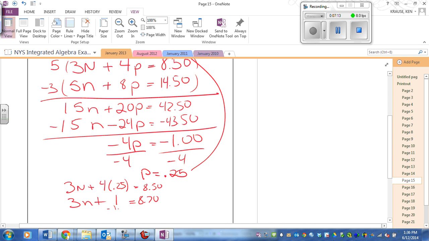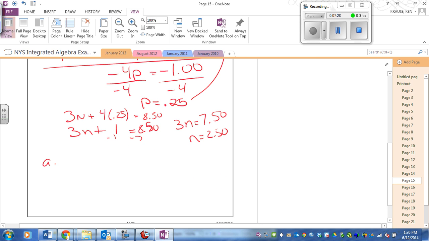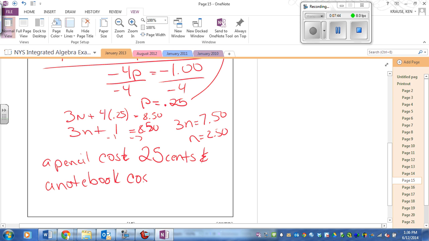Subtract the dollar from both sides. I get 3n equals 7.50, or n equals $2.50. So what you really should end up with is a pencil costs 25 cents, and a notebook costs $2.50.